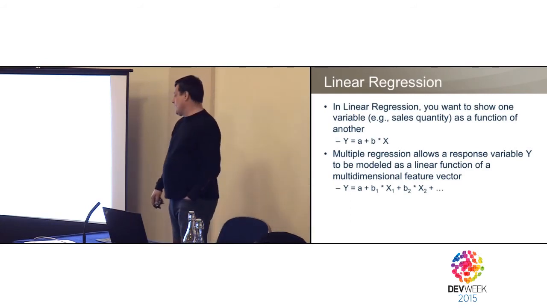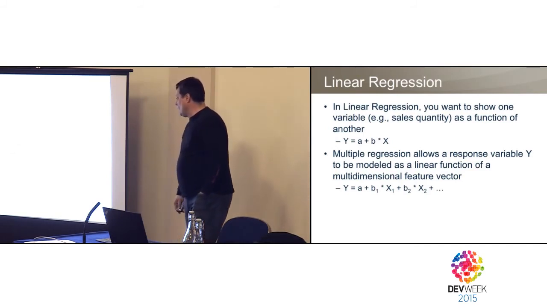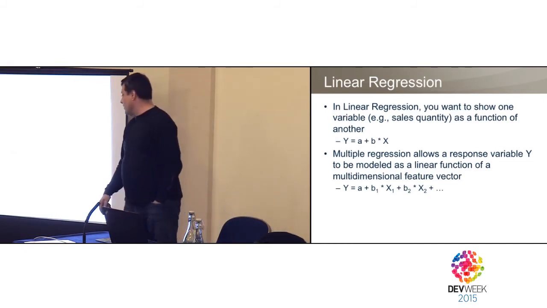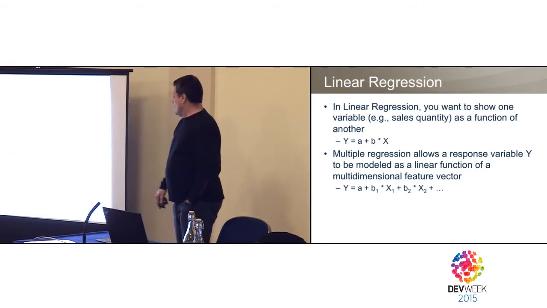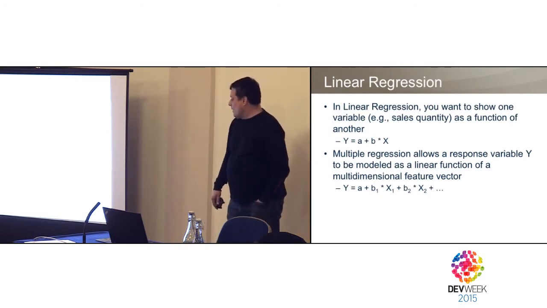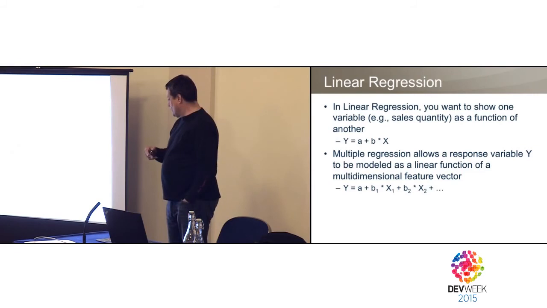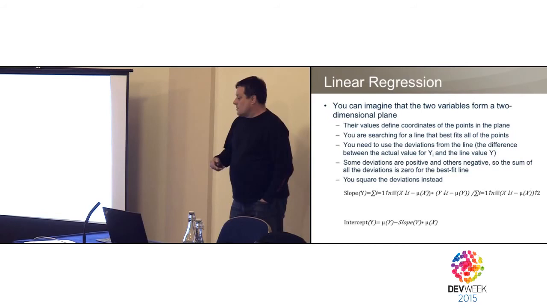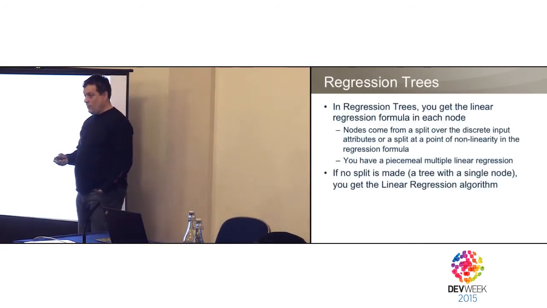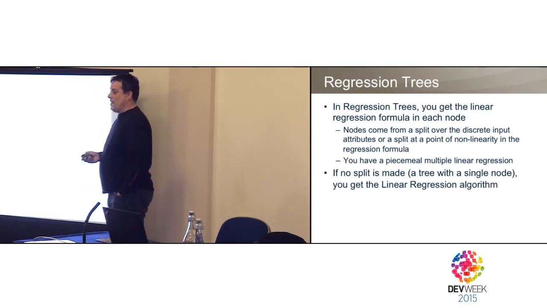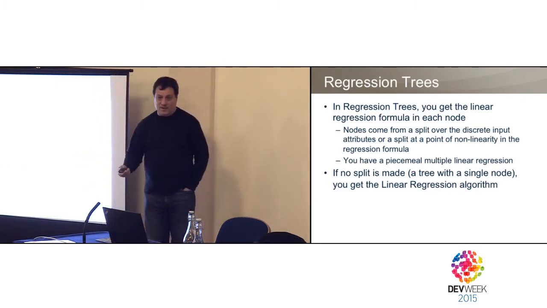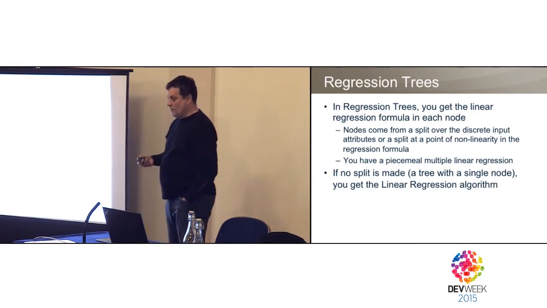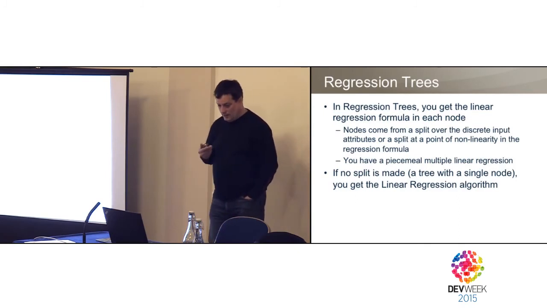So in multiple linear regression, we have more than one independent variable, or a multidimensional feature vector that consists of these multiple independent variables. So y equals a plus b1 multiplied by x1 plus b2 multiplied by x2 and so on. So logistic regression is basically a very simple neural network with no hidden layers. Similarly, we can define linear regression as a very simple regression tree with no splits. One formula for the global data set, and you get linear regression.